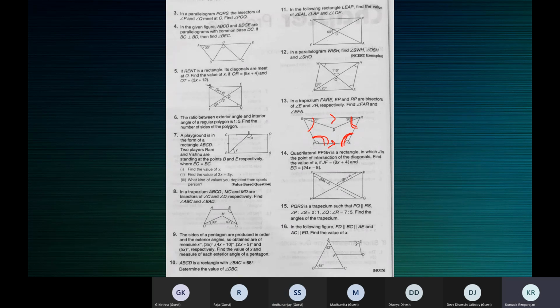Ma'am, angle FAR is 120 degrees. FAR is 120, yes. EFA angle is 135 degrees, ma'am. 130, not 35. 130. Yes, ma'am. Okay.